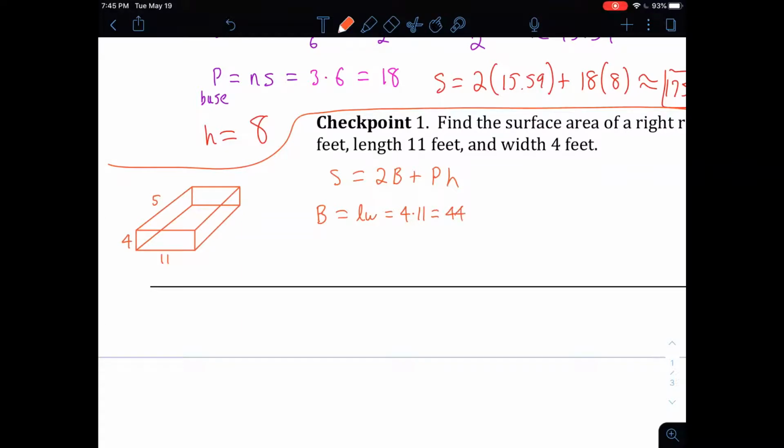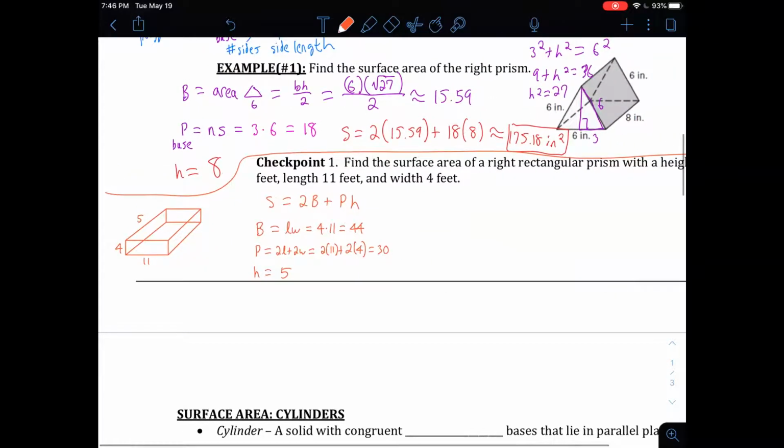Now we need capital P, the perimeter of the base. What's the perimeter of a rectangle? You guys remember that formula? It is 2 lengths plus 2 widths. So we can plug in 2 times the length, which is 11, plus 2 times the width, which is 4. Oops, I put W again. So that's going to be 22 plus 8, which equals 30. And then the height is the distance between the bases, which is just 5.